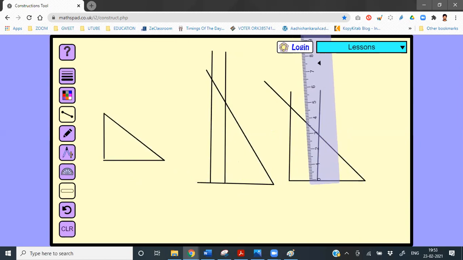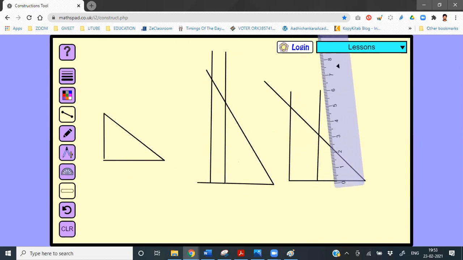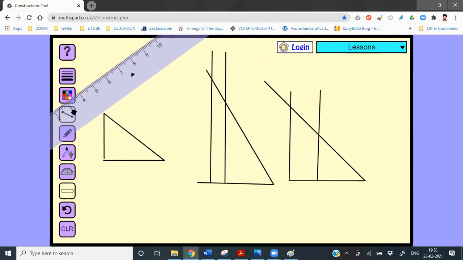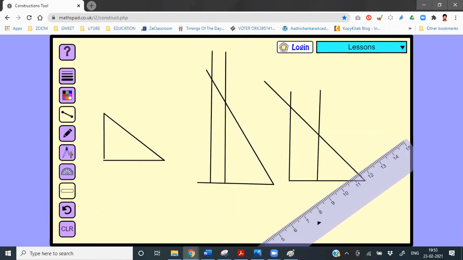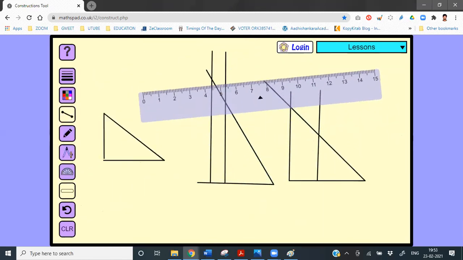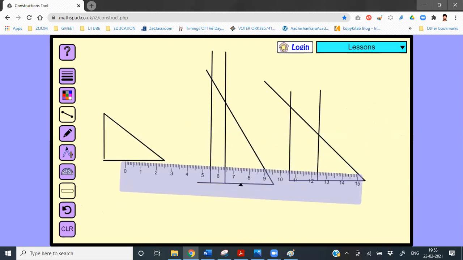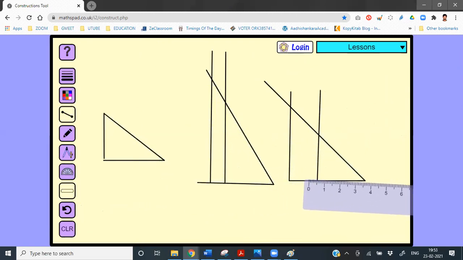See here, what is the length of this? It's approximately 3. Now measure that, student, the smaller triangle bottom line. Just think, what is the length? You see here, bottom. So what a beauty, student.